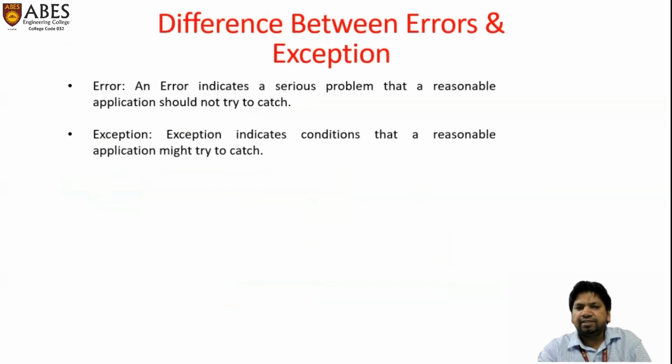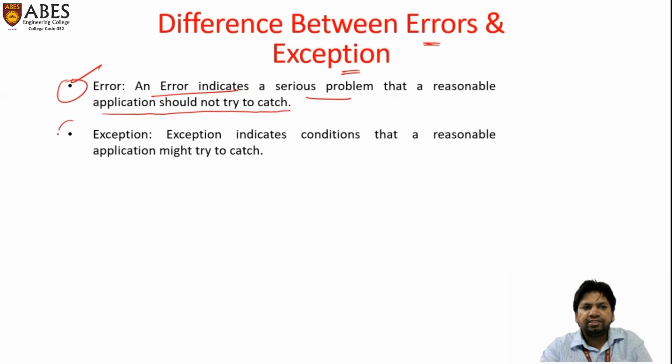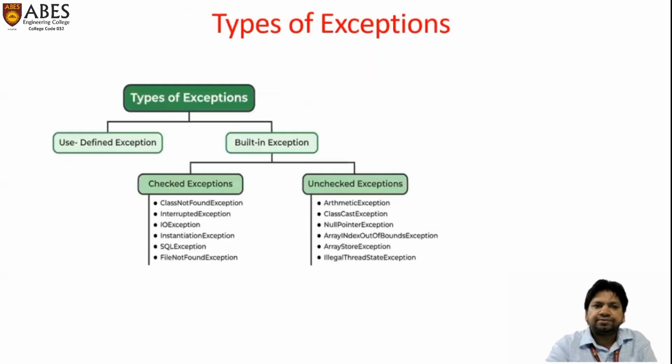The difference between error and exception we have discussed. An error indicates a serious problem that a reasonable application should not try to catch. First thing. And an exception indicates a condition that a reasonable application might try to catch. These are the simple differences.